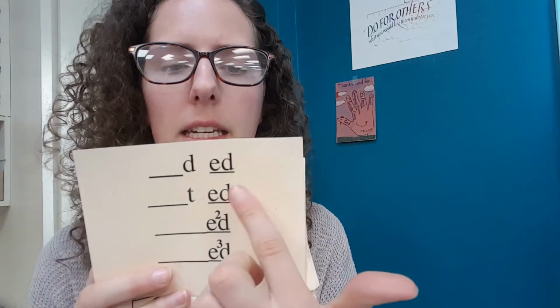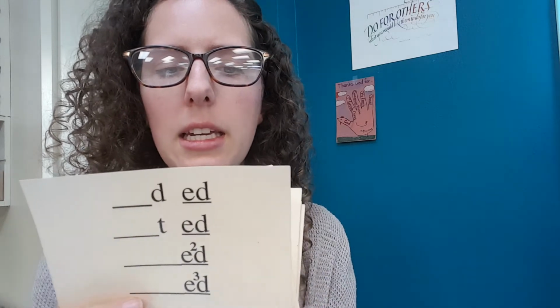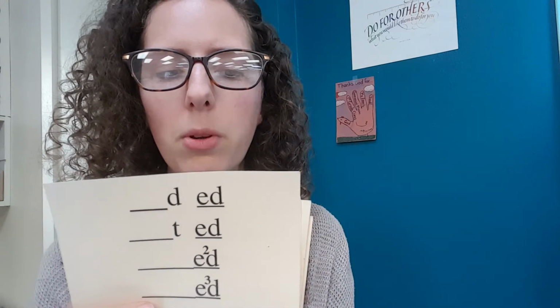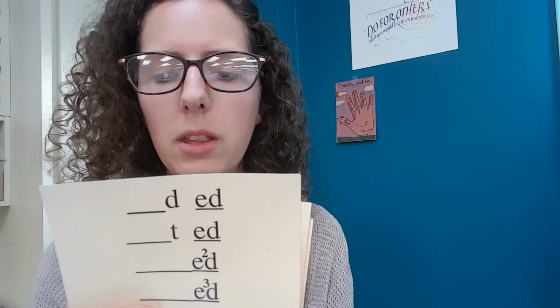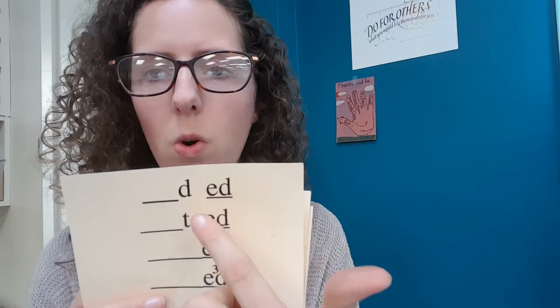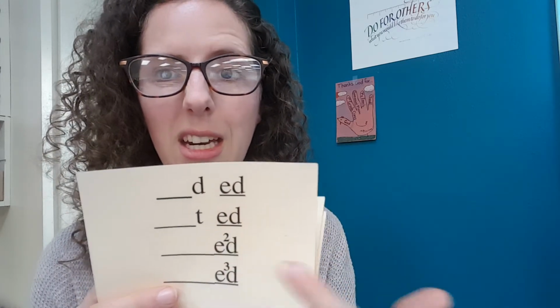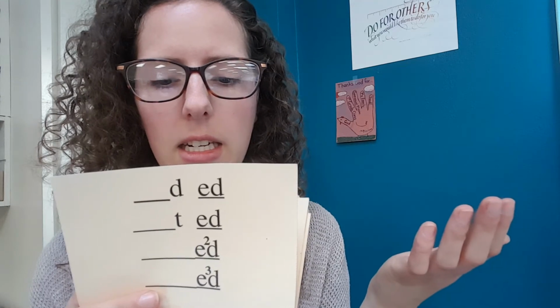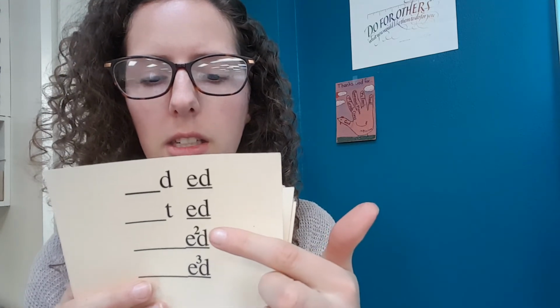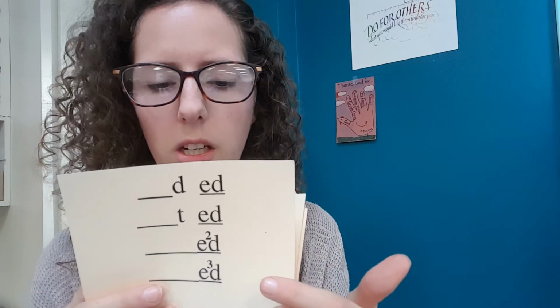All right, and our last rule is this one. It says the ed past tense ending forms another syllable if the base word ends with a D or a T. If not, ed sounds like either a D or a T. We'll review those later a little bit more.